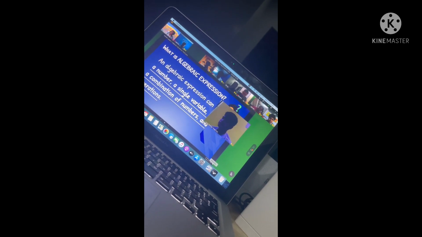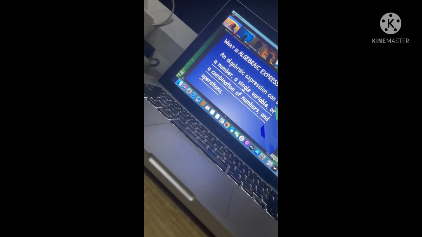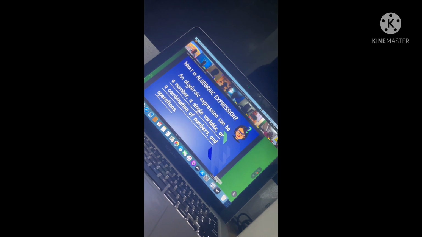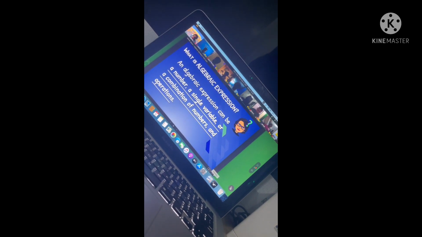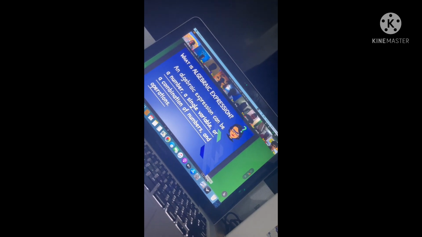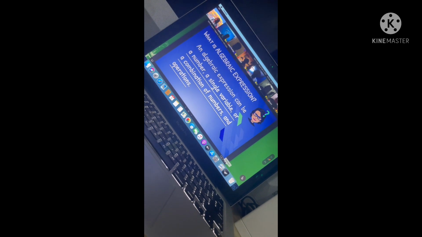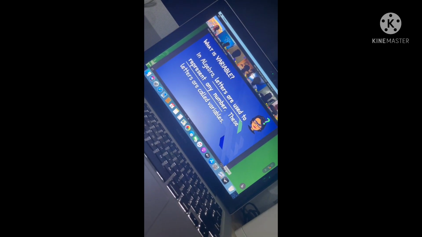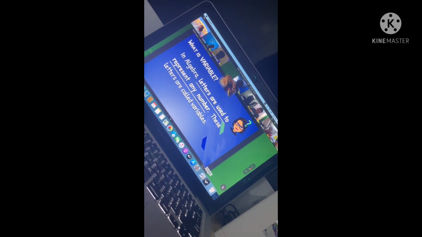Thank you, Jim Rod. So an algebraic expression can be a number, a single variable, or a combination of numbers and operations. Okay, it could be a number, a single variable, or combination of numbers and operations. So titingnan natin kung how it looks like. So what is variable? Can we have Rafael to read the variable?